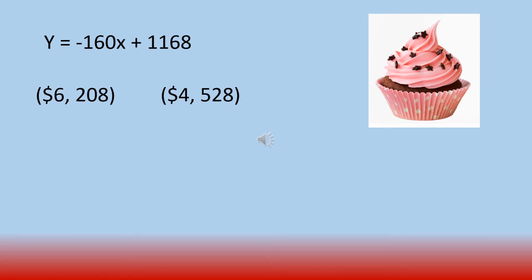She could then use this equation to give her some estimates. If she charged $6 per cupcake, she would probably sell about 208 per week. If she charged only $4, she would probably sell 528. She's selling a lot more, but making less per cupcake. In business, people use these kinds of equations to figure out what they should price their product in order to reach a maximum revenue.